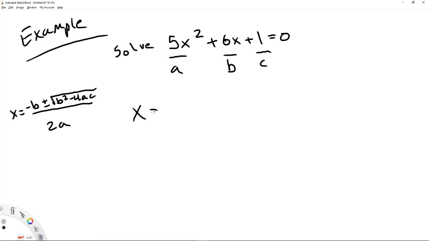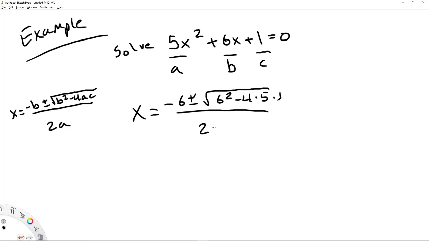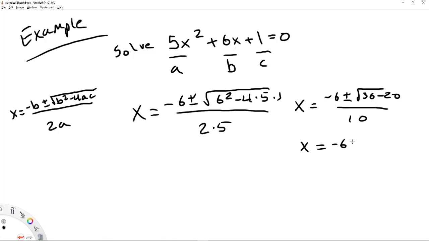So we get x is equal to negative 6 plus or minus the square root of 6 squared minus 4 times 5 times 1, divided by 2 times 5, and we could just solve, and you get x is equal to negative 6 plus or minus the square root of 36 minus 20, divided by 10, and then we could solve for more, and we get x is equal to negative 6 plus or minus the square root of 16, divided by 10, and we now get x is equal to negative 6 plus or minus 4, divided by 10.